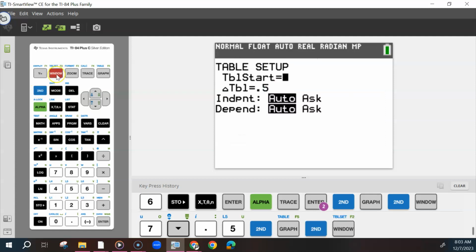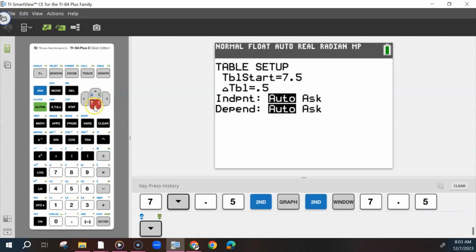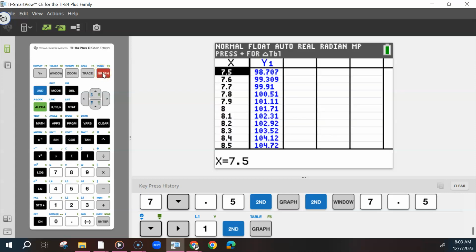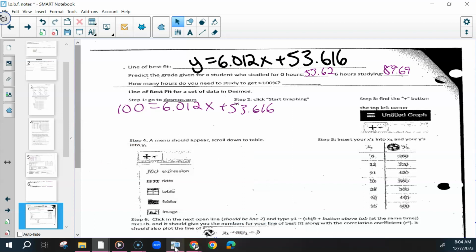Second window, I'm going to change this now to 7.5 and change this to 0.1. And then go back to the table, second graph. Now I see at 7.8 it went over 100. So that is very specific. You could keep going and do hundreds, thousands, but 7.8 is fine. Because this one was looking for number of hours, you need that label hours.